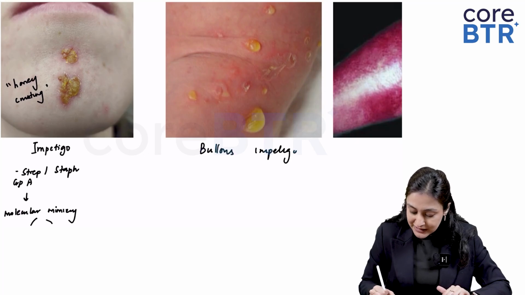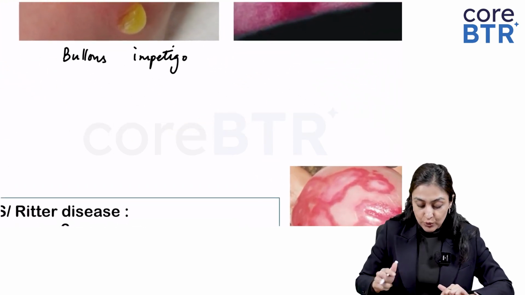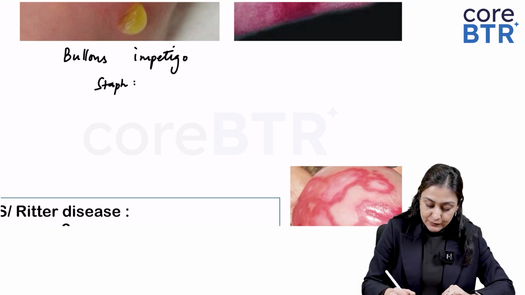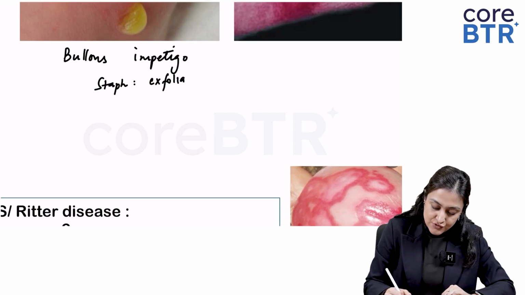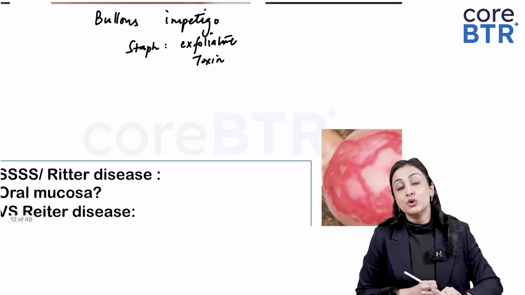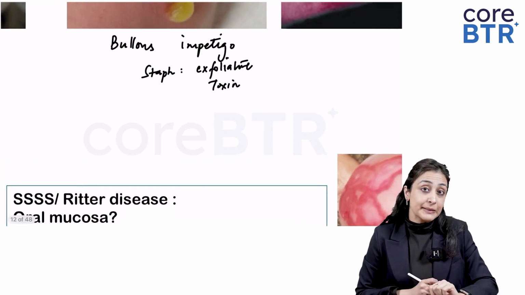So bullous impetigo is not strep and staph, it's only staph. Why only staph? Because only staph can produce exfoliative toxin. It is this exfoliative toxin which results in bullae formation. Now let's delve deeper into this.